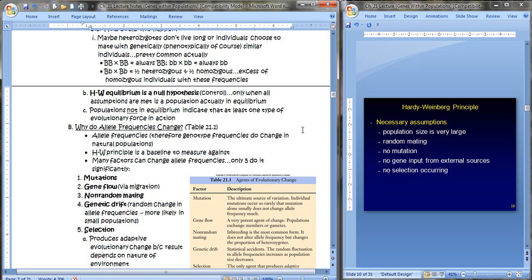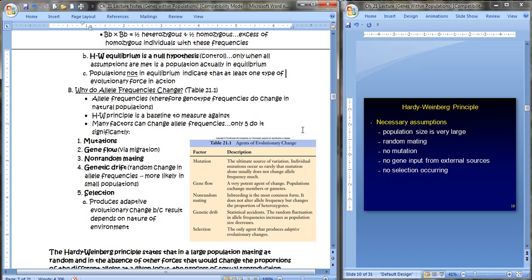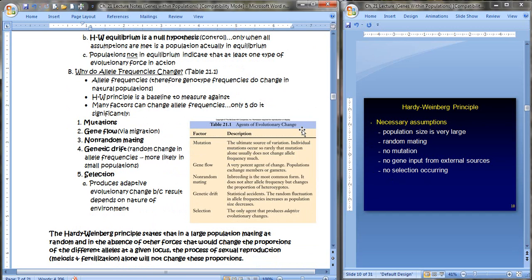So what are those? And why do allele frequencies change? Allele frequencies, and therefore genotype frequencies, do change in natural populations. Hardy-Weinberg is just a baseline to measure up against. Many factors can change allele frequencies, but only 5 really do it significantly. And of these 5, there are only 3 that have the largest impact.